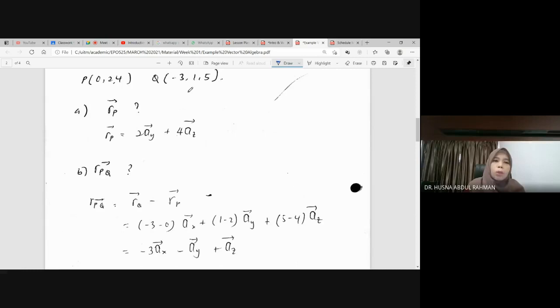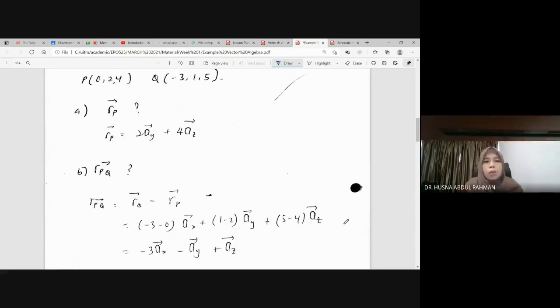So now distance vector RPQ, meaning that the vector starts from P and ends at Q. So to find this, you minus coordinate of Q minus with coordinate of P. So you have to do accordingly: x with x, y with y, z with z. So that means -3 minus 0 will be the component for ax. And then 1 minus 2 will be the component for ay. 5 minus 4 will be the component for az. And this is your distance vector RPQ. Okay?